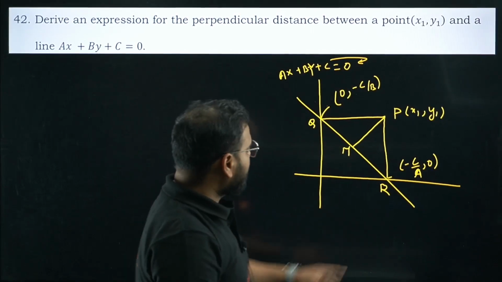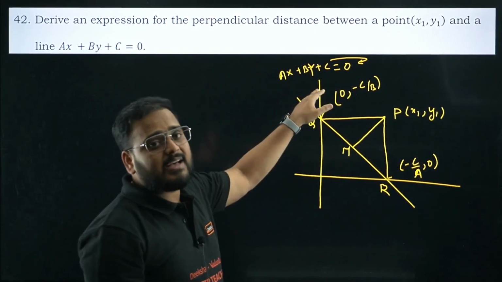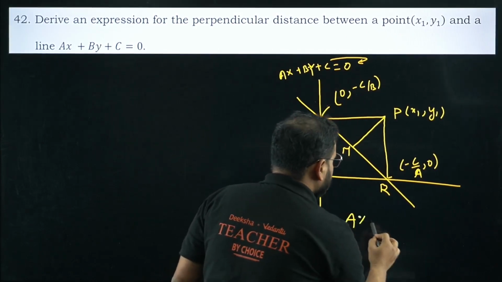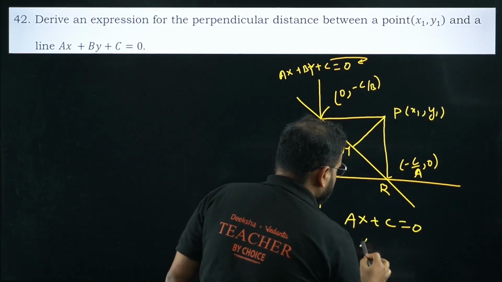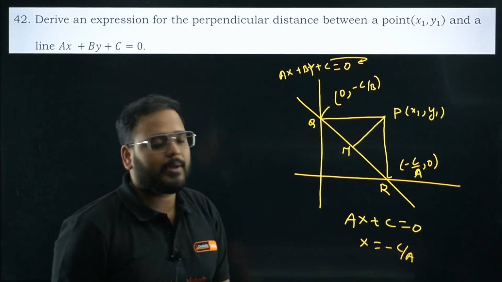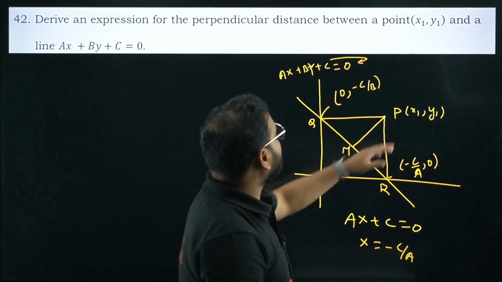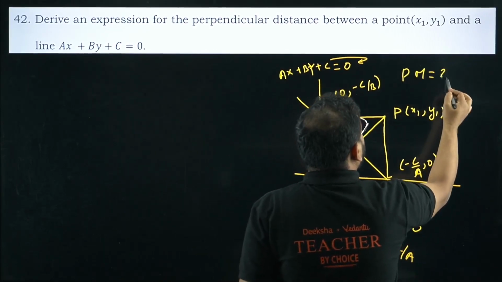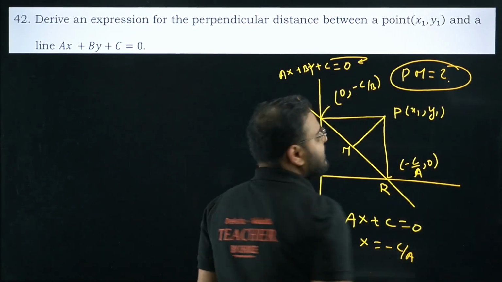Next, for this point you take y as 0. It will become ax plus c equal to 0, so x equals minus c by a. That's the point, minus c by a comma 0. Now what are we looking for? We're looking for distance PM, right? Our goal is to find distance PM. How much is distance PM? That's what we're looking for.